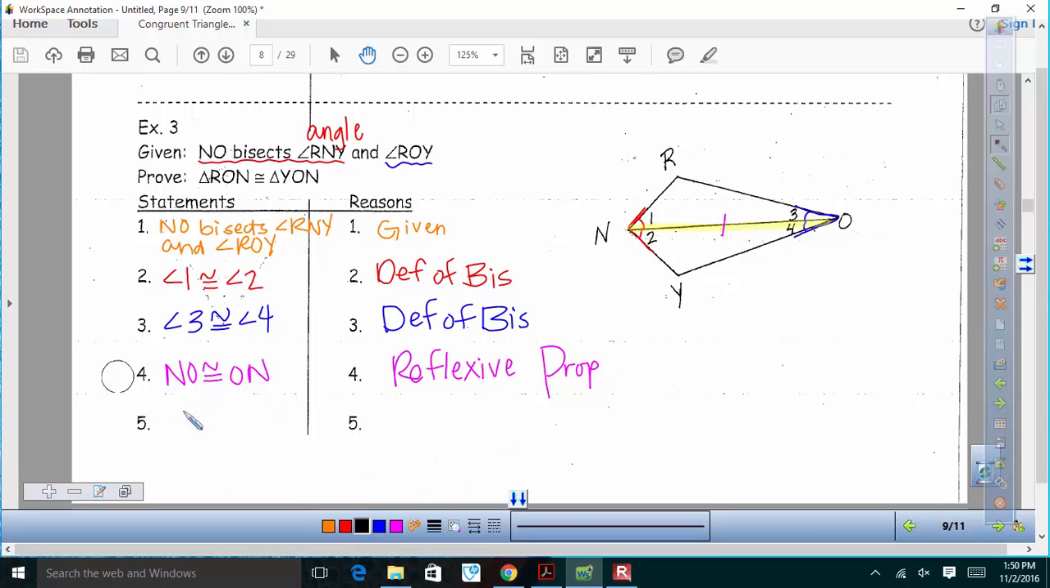And our very last step is just to prove. And so we're going to put triangle RON is congruent to triangle YON. Now, if I'm looking at RNO, how would we prove that these two are congruent? Angle, side, angle. Do you have the same angle, side, angle? Yes. So it would be angle, side, angle.